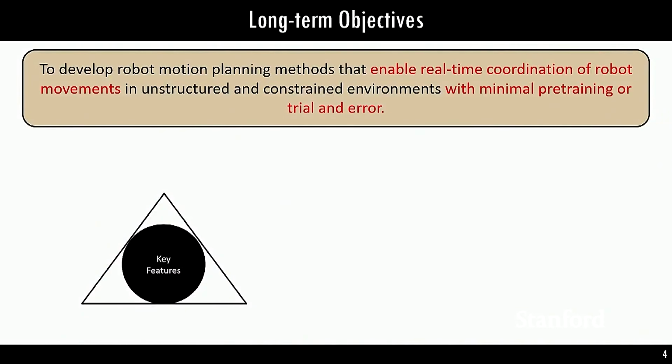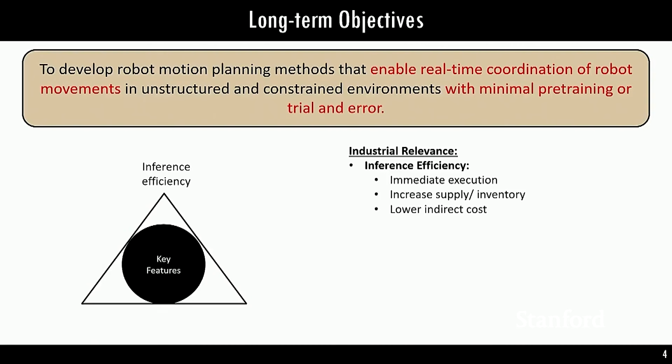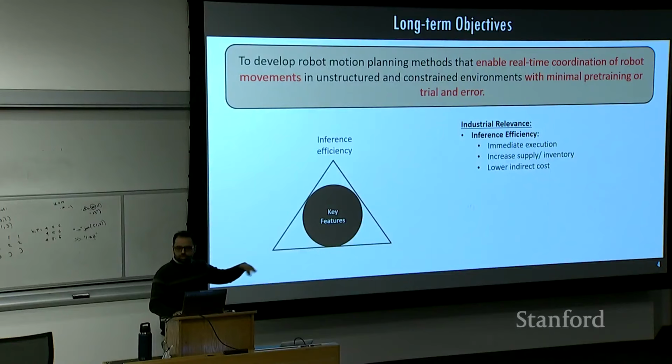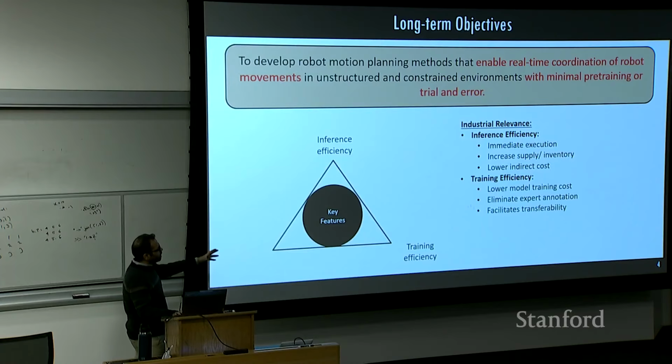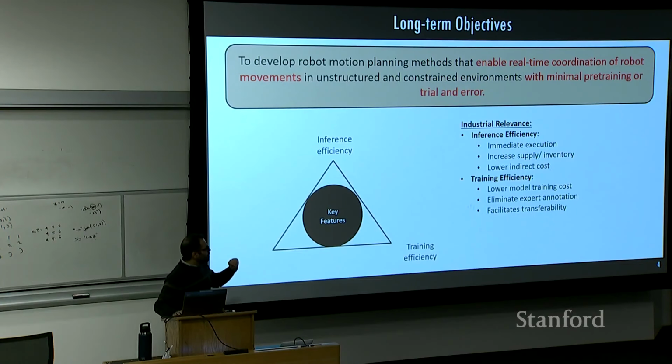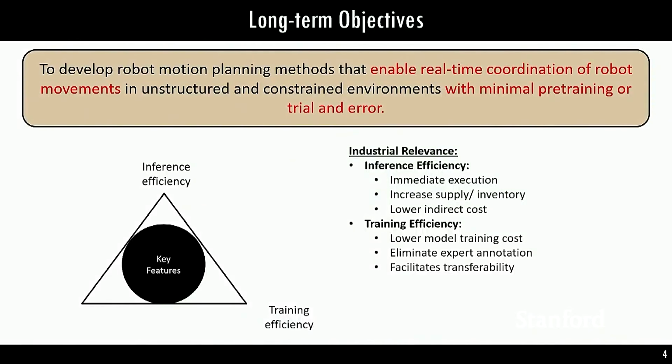There are three features that my lab focuses on. One is inference efficiency. I want to develop a method that allows immediate execution, so they infer plans as quickly as possible. The second feature that we look for is training efficiency. We want to reduce model training cost. We want to eliminate the need for expert annotation. And this will facilitate transferability.